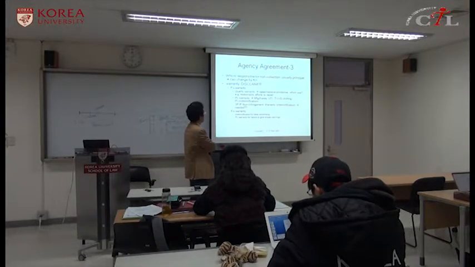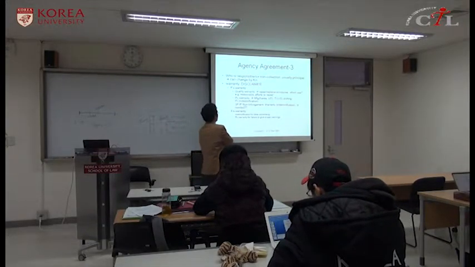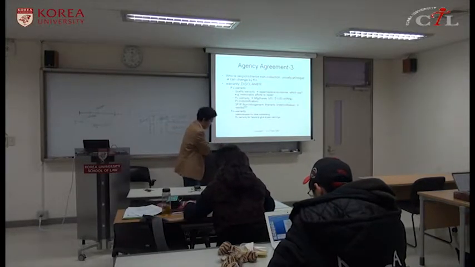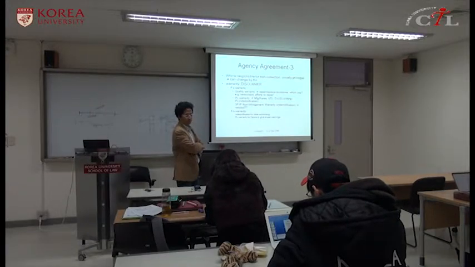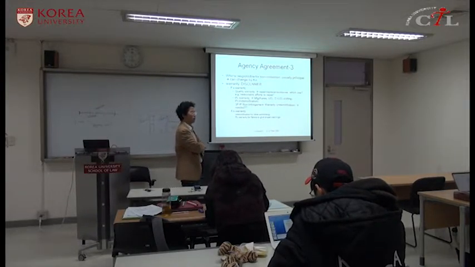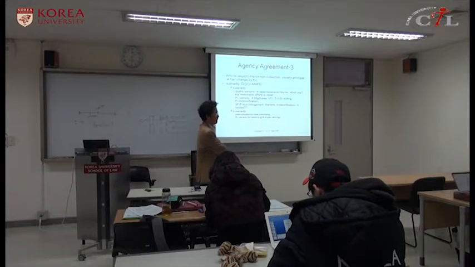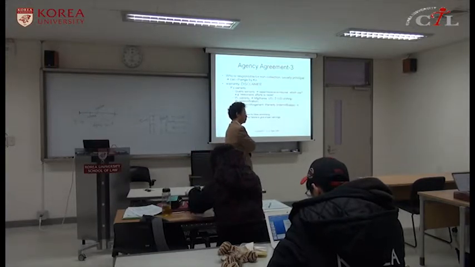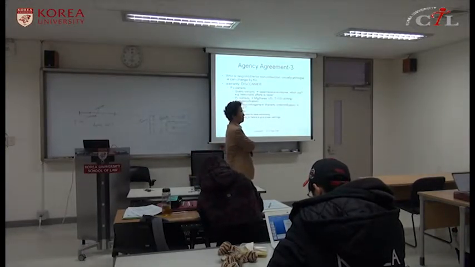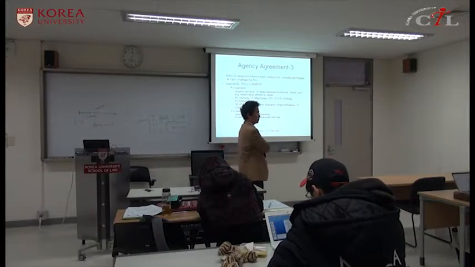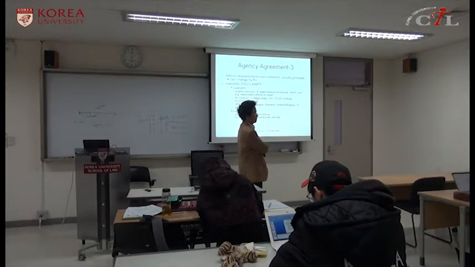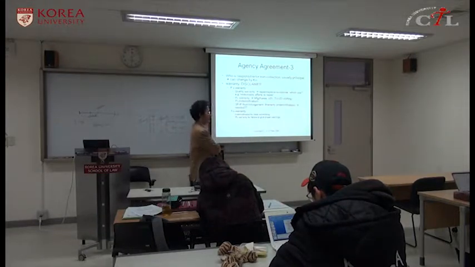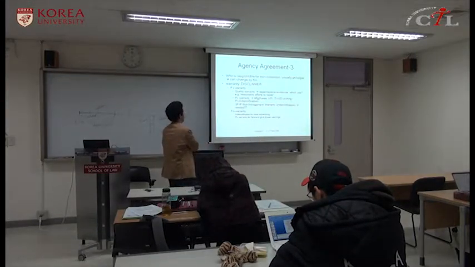Now, for an agency agreement, it's not just the principal that makes the warranty, but also the agent. This is what's different from the distributor. Because the agent represents the principal. The distributor does not represent the supplier. The agent represents the principal.